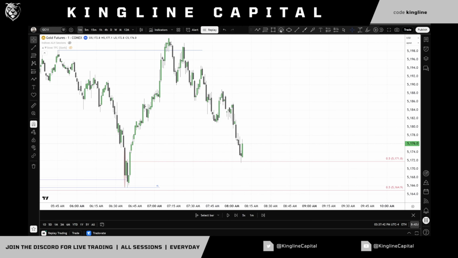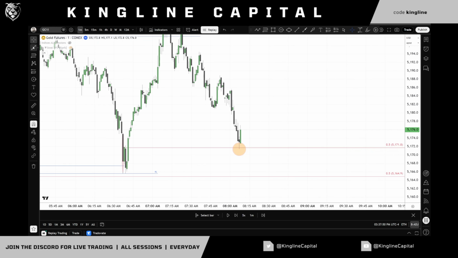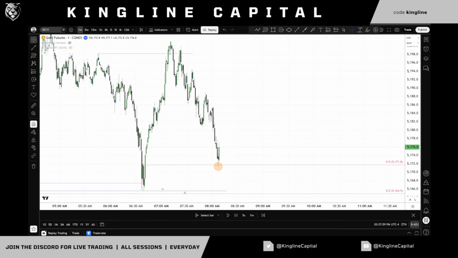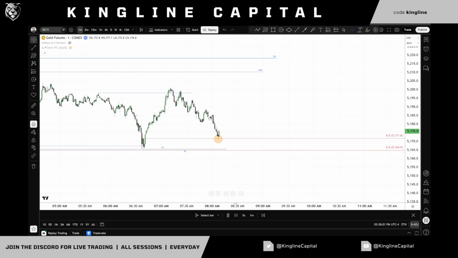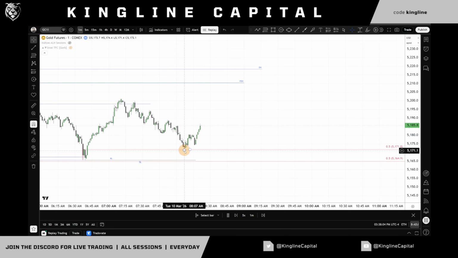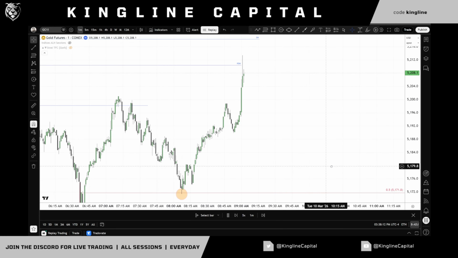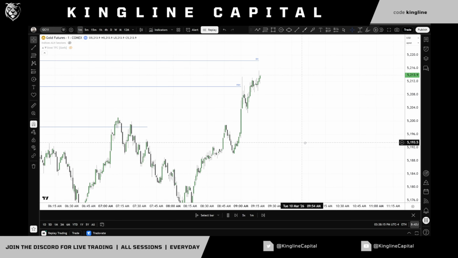Here's our test of my support level. I have a limit order resting at 171.8 with my stop loss at the low. There's my stop. And let's see how it played out. Very little drawdown. Nice move higher. There's a sweep of the previous day's high, little retracement, followed by the sweep of the daily high.